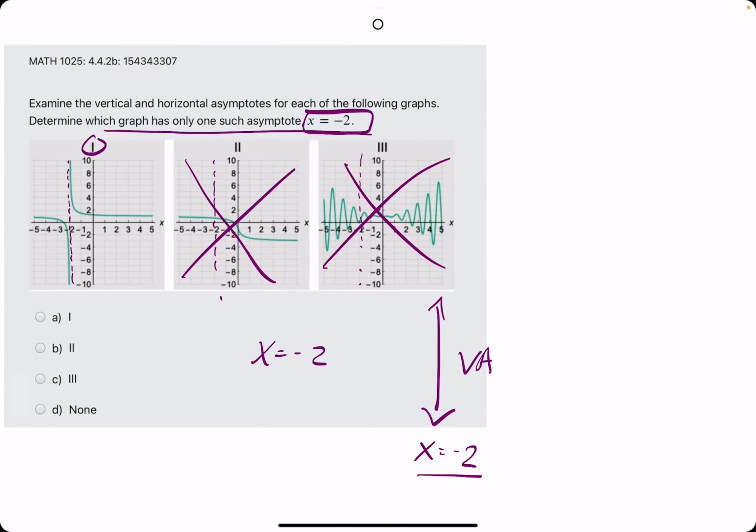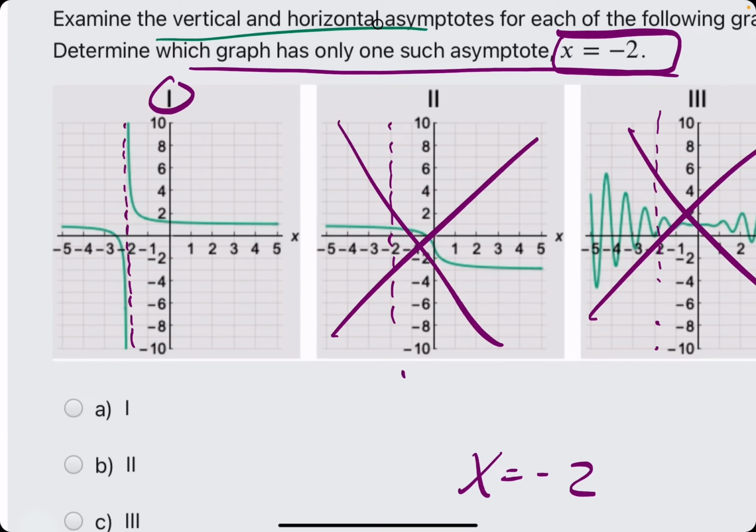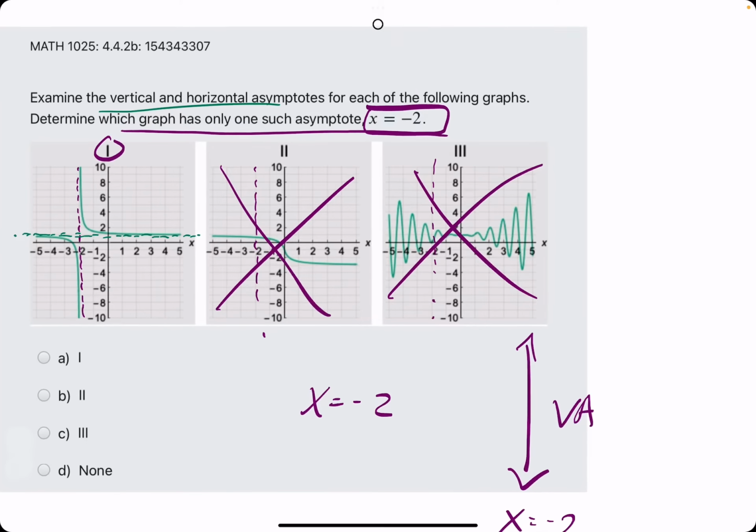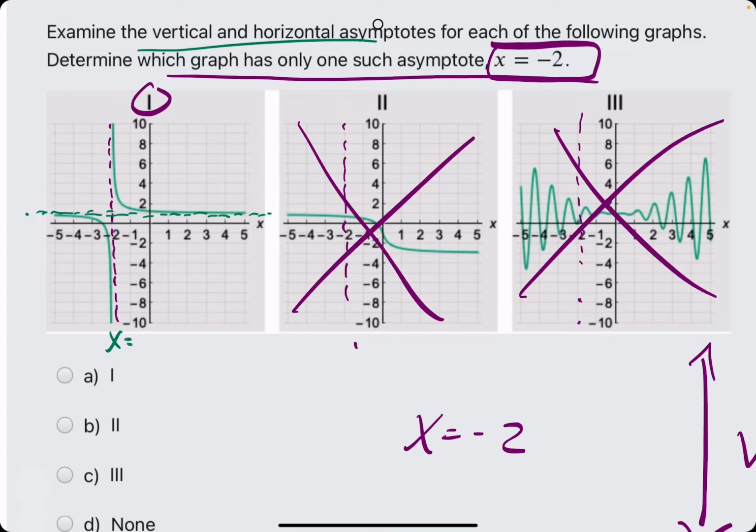Why is 1 not our answer? Pay close attention. They say examine the vertical and horizontal, and they say which one has just one asymptote. All right, so it does have the one vertical, but the language is very particular because they only want one, either vertical or horizontal asymptote. And this one actually has a vertical at x equals -2, but also has a horizontal at y equals 1.